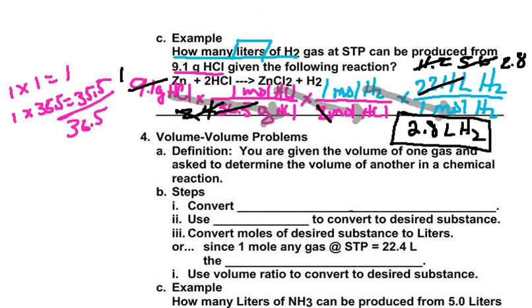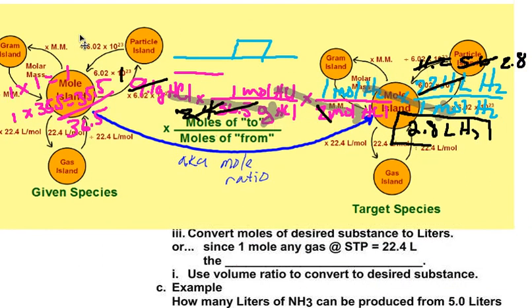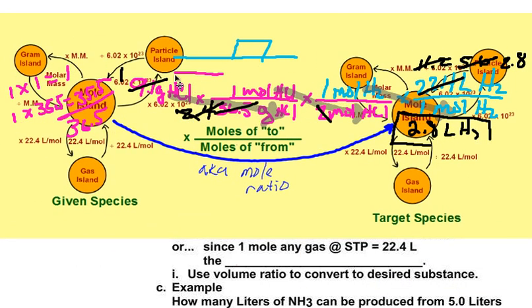The last one is volume to volume, and like I said, this one is going to be ridiculously easy for you guys. The definition is you're given the volume of one gas and asked to determine the volume of another in a chemical reaction. Your steps are: convert the volume of the starting substance to moles. Okay, and if you remember, we're going to have to bring that to the front.